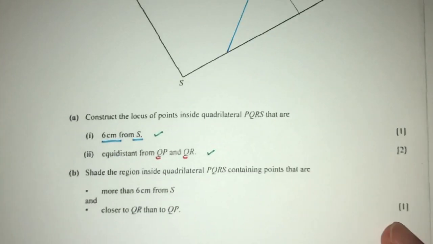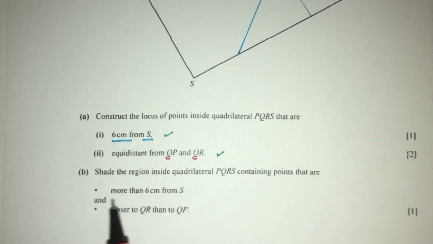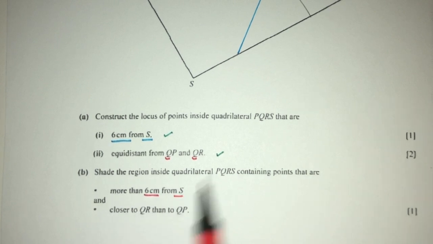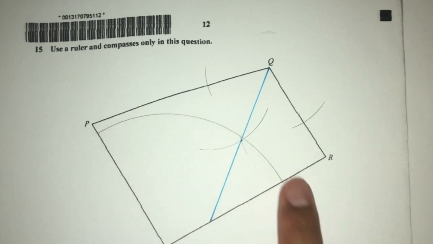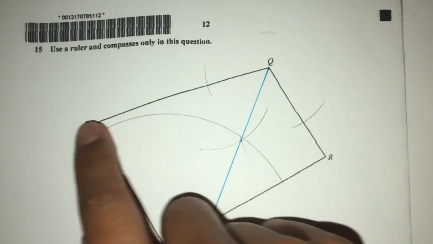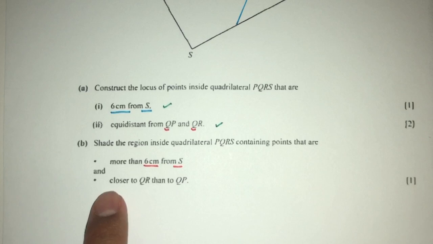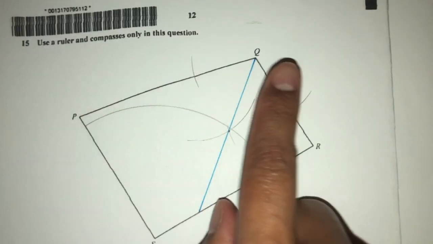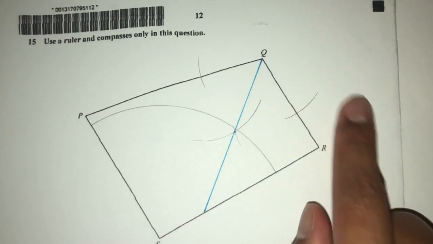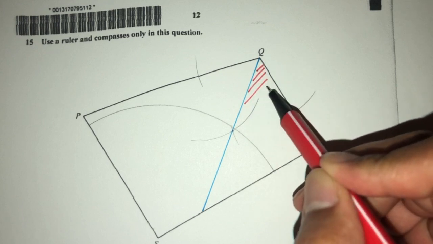Now question part B, we have to shade the region inside of the quad PQRS containing the points that are, part 1, more than 6 from S. So this will be S, that will be 6 from S, less than 6 will be here, more than 6 will be outside of this arc. Okay, now we have also closer to QR than to QP. So QP is over here, QR is over here, so it has to be closer to here. So 2 conditions combined together will be the region for this one.